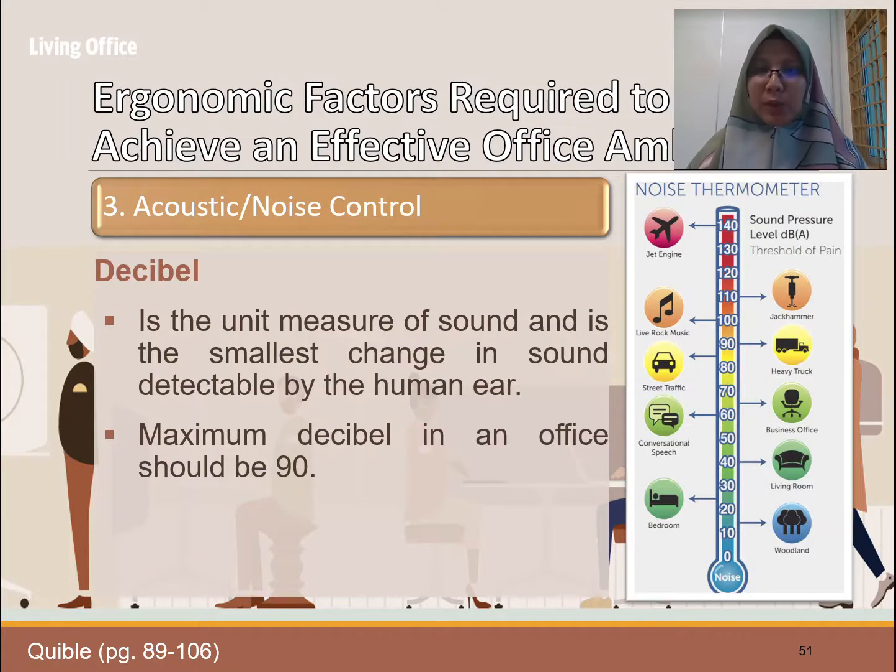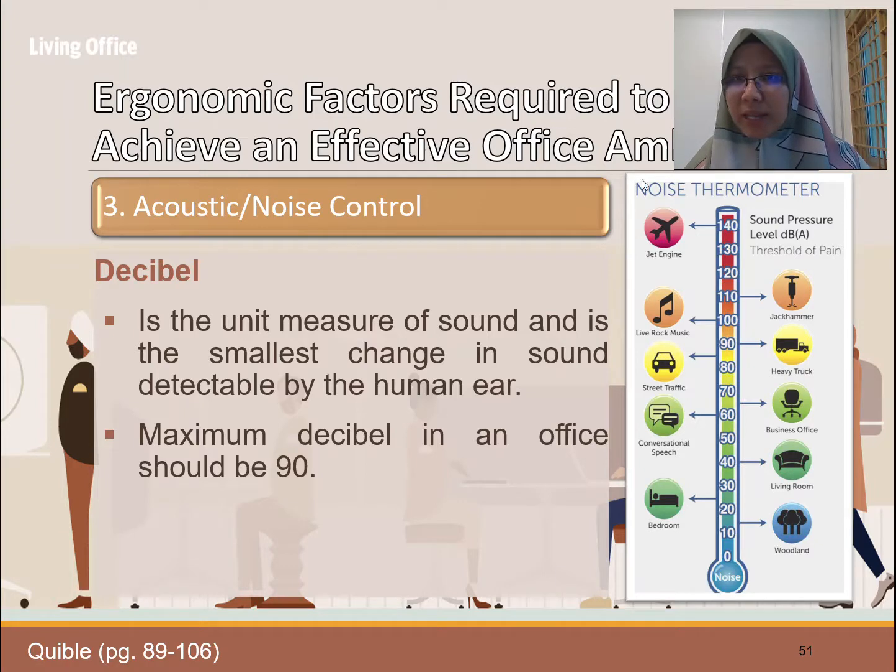Okay, so what is decibel? Decibel is a unit measure of sound and is the smallest change in sound detectable by the human ear. So this is our capability as a human, compared to the animal, which has a different smallest change in sound detectable. In an office, the maximum level in decibel should be only 90.